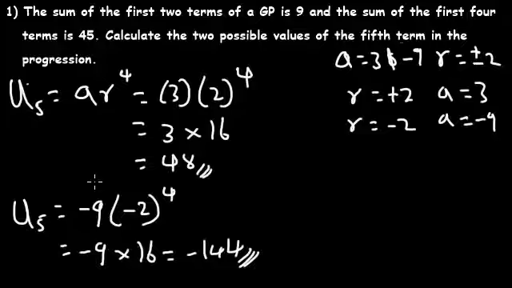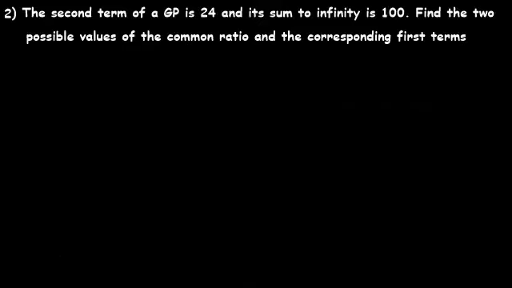And hopefully you understand it and you follow up with the process. So as we understand them better, let's consider some more examples. On to example number 2. The second term of a GP is 24, and its sum to infinity is 100. Find the two possible values of the common ratio and the corresponding first term.